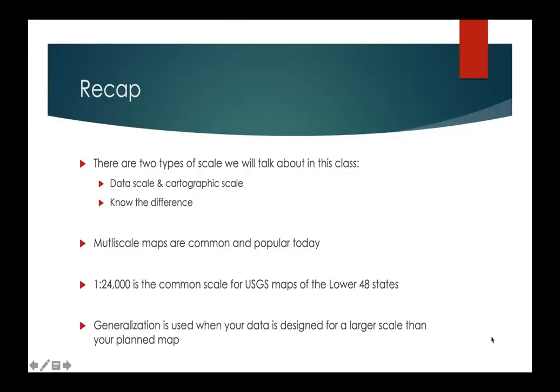Now let's recap. There are two types of scale that we talked about in this class: data scale and cartographic scale. Make sure you know the difference. Multi-scale maps are common and popular today. Know what they are and understand how they work. When you zoom in, they show more information. When you zoom out, they show broader information. 1 to 24,000 is a common scale for USGS maps in the lower 48. And finally, generalization is used when your data is designed for a larger scale than your planned map.